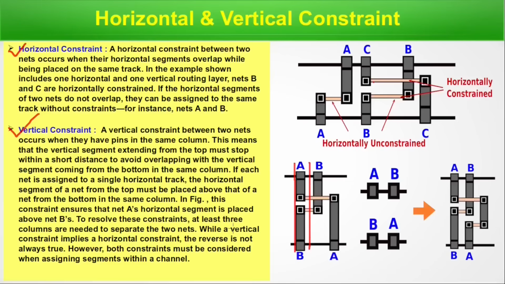To resolve this constraint, at least 3 columns are needed to separate the two nets, while a vertical constraint implies a horizontal constraint. If this situation is similar, if that is vertically constrained, that is also horizontally constrained, although the reverse is not always true. While a vertical constraint implies a horizontal constraint, the reverse is not always true. However, both constraints must be considered when assigning segments within a channel. If there is a pair of pins in both the column, it's vertically constrained. So in this case, we have to add another net.